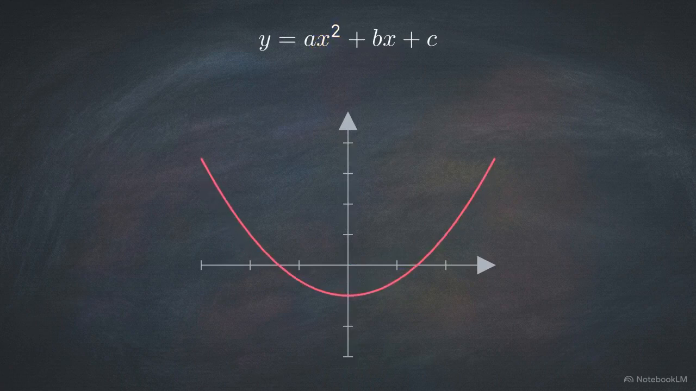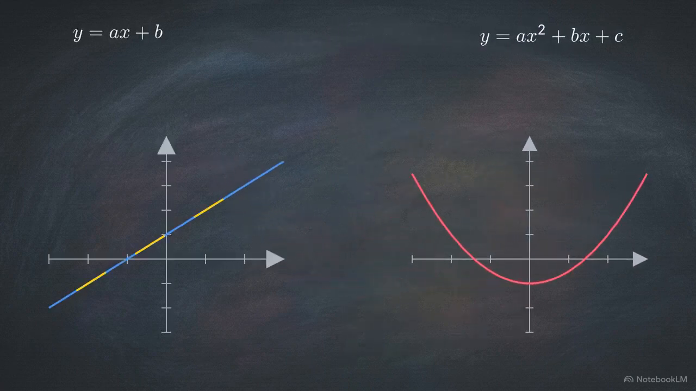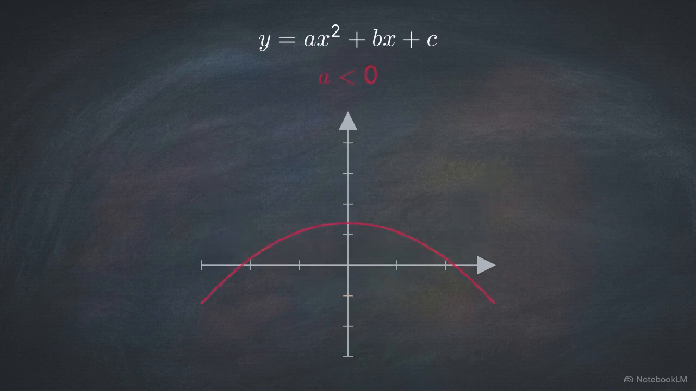Squaring the variable curves the line. The rate of change is now tied to x itself. On a linear graph, tangent markers remain parallel. But on a parabola, tangent markers continuously shift their angles as they track along the curve. Concavity is governed by the leading coefficient, a. When a is positive, the parabola opens upward, modeling accelerating growth. When a is negative, the trajectory flips, opening downward.